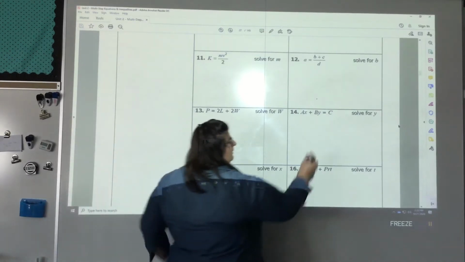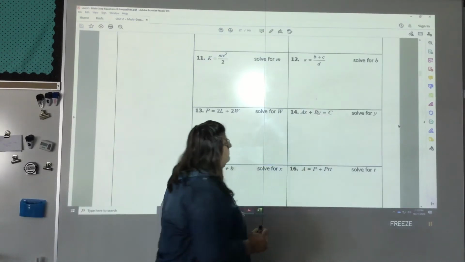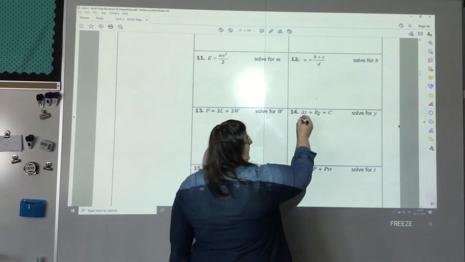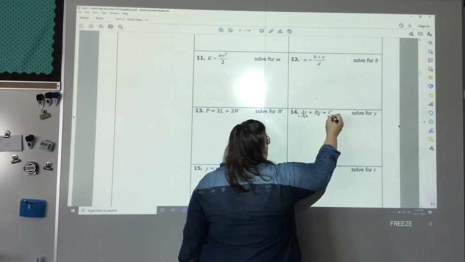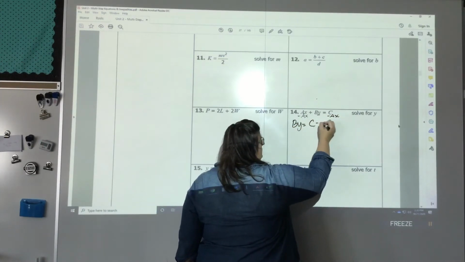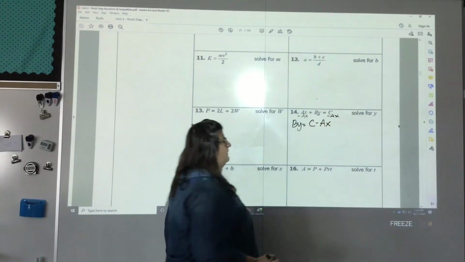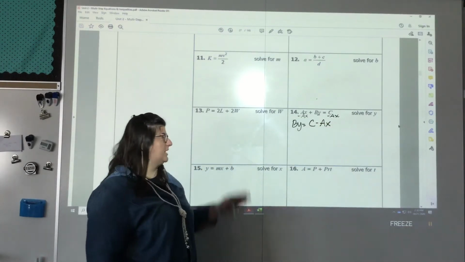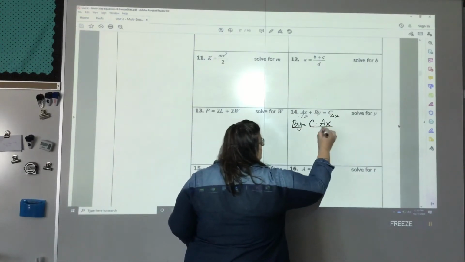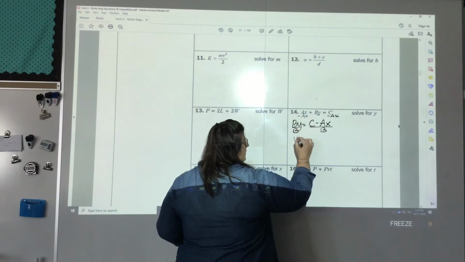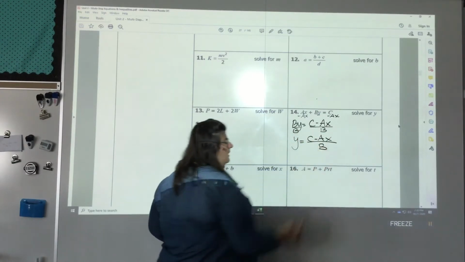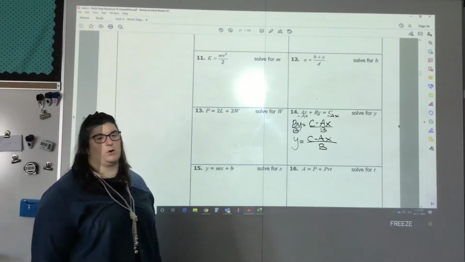Here's my y. I want to get it alone. This is actually called standard form. So we need to get y alone. I'm going to subtract my ax. So I've got by equals c minus ax. One more step. There's a letter beside the letter that I'm solving for, and that's the b. So I'm going to divide by b. So y equals c minus ax over b.